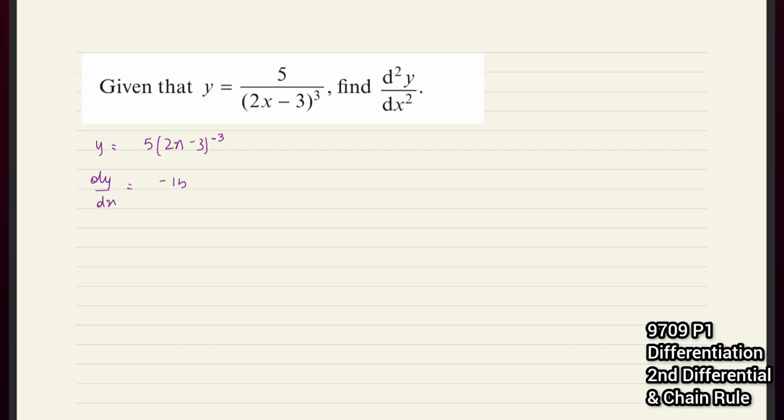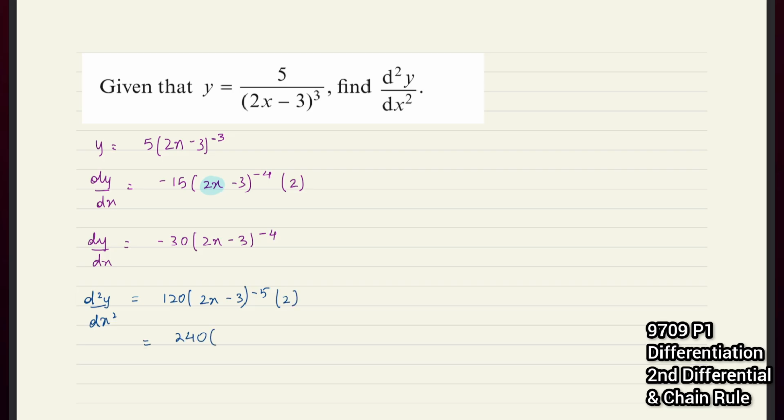This becomes minus 15 (2x minus 3) to the power minus 4 and differential of the expression inside, which is 2. So dy by dx is equal to minus 30 (2x minus 3) to the power minus 4. Now we find out the second differential. d square y upon dx square is equal to 120 (2x minus 3) to the power minus 5 and differential of the expression inside, which is 2, that is 240 into (2x minus 3) to the power minus 5. This is the second differential.